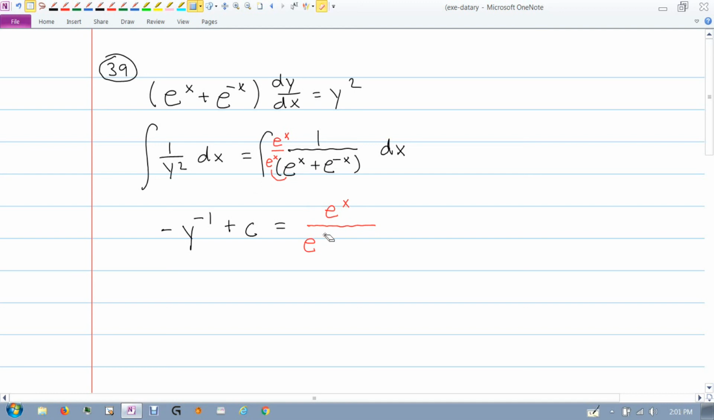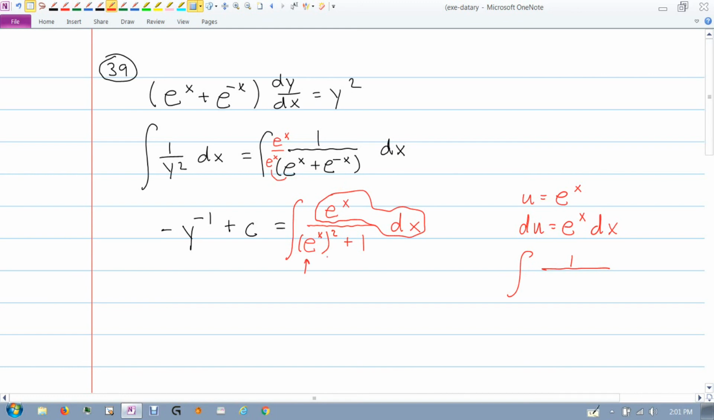Or if you'd like, I would prefer if I write that as e to the x squared plus 1, like that, then dx. And I'm trying to integrate that. So what's good about that is if I just let u be equal to e to the x, then du is e to the x dx, and I have that right there. And so that integral becomes 1 over u squared plus 1, and du, exactly.